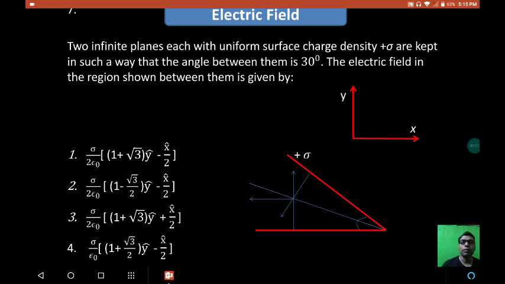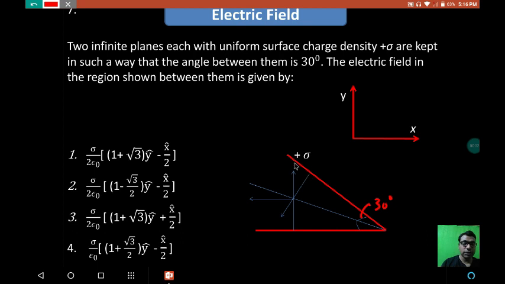Let us solve this problem on electric field. Two infinite planes, each with a uniform surface charge density sigma, are kept in such a way that the angle between them is 30 degree, and we have to find the electric field in the region between them. Four options are given, and we have to find the correct option. In the figure you can see these are the 2 plates which are at 30 degree. So we have to find the electric field between them.